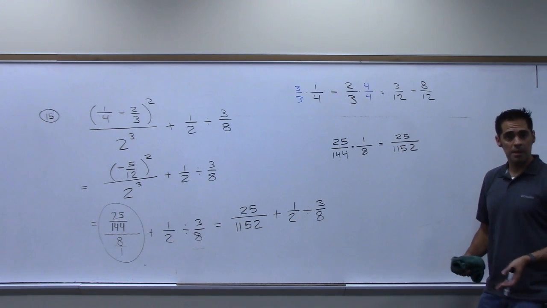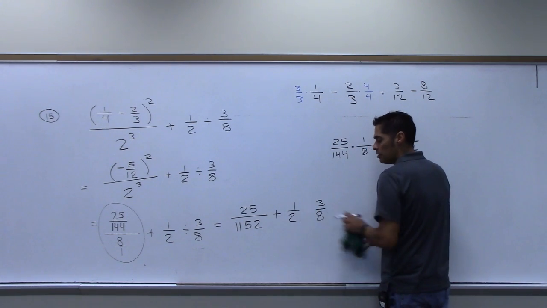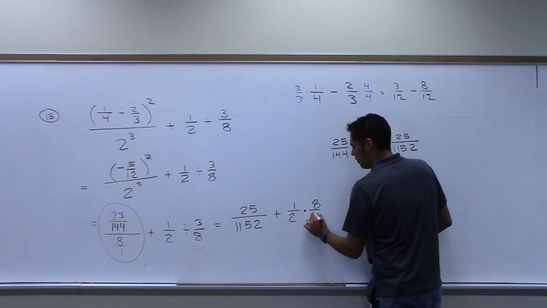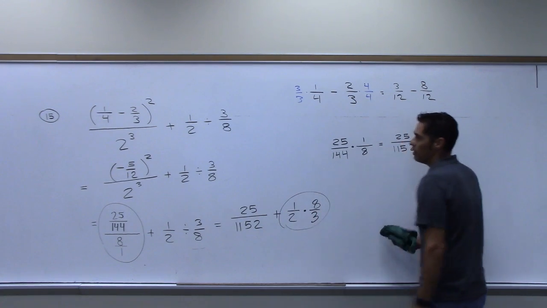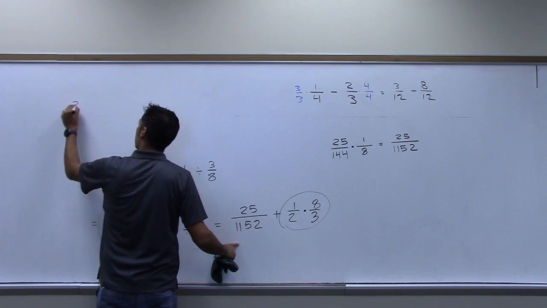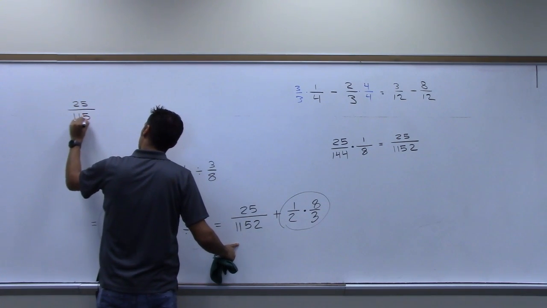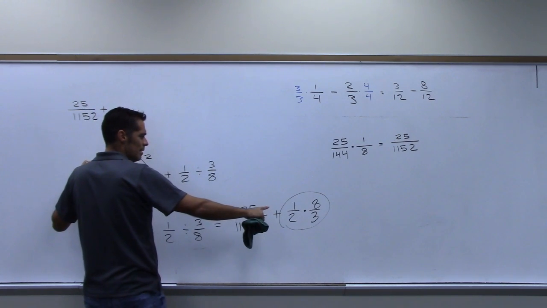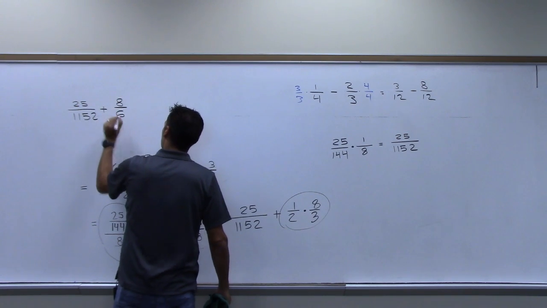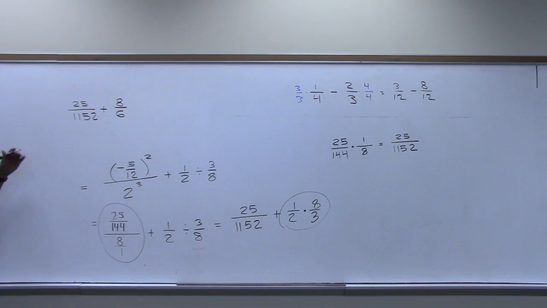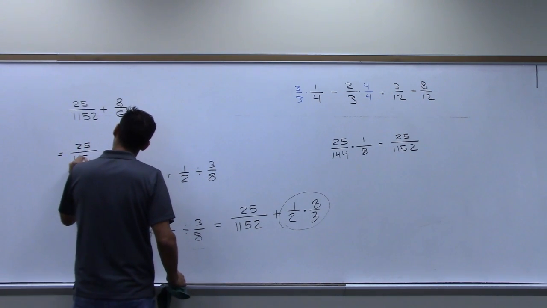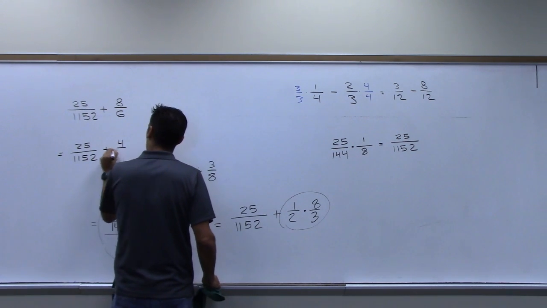But division is the same as multiplication of the reciprocal. So again, I'm going to change this into multiplication. And I'm going to flip this over and make this 8 over 3. And then multiply those two straight across. So 25 over 1,152 plus, what, 8/6? Do you want to leave it as 8/6? I could reduce it, right? I could reduce that to 4/3. Let me go ahead and do that on the next line. This is 25 over 1152 plus 4/3.